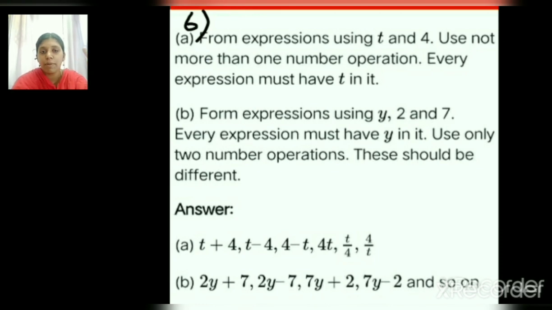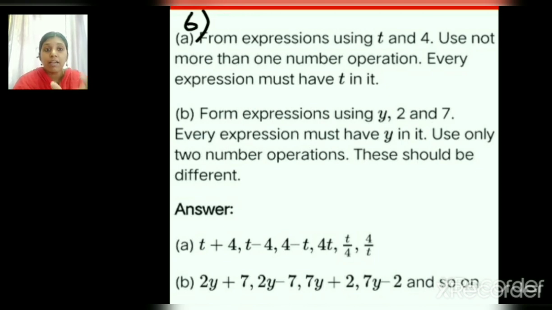Okay, so while forming expression, each expression should have only one number operation. What are the 4 operations? Addition, subtraction, multiplication and division. So when you are forming expressions, each expression should have only one operation. That is, if you are taking addition, that expression should have only addition. If you are taking subtraction, that expression must contain only subtraction sign. The same way for multiplication, that expression should contain only multiplication sign, and if you are taking division, that expression should contain only division sign.